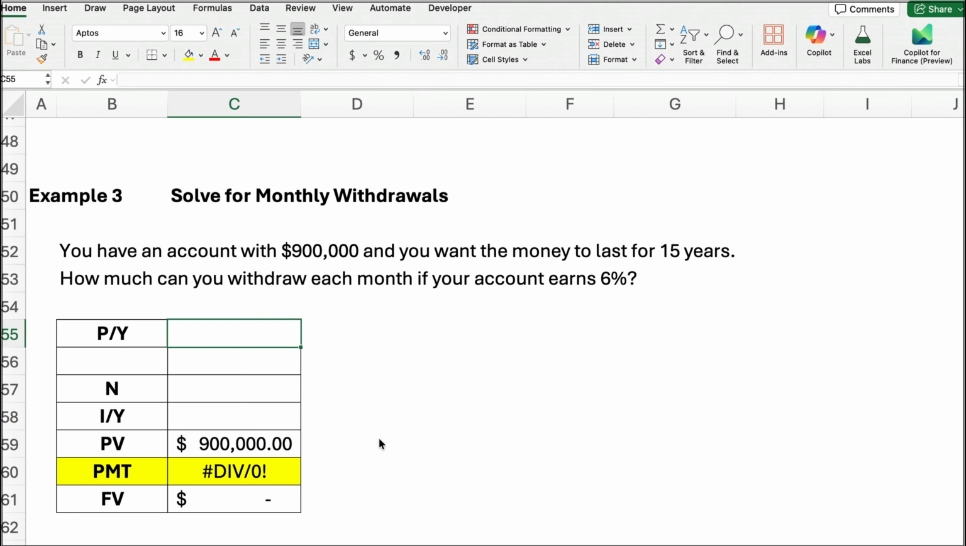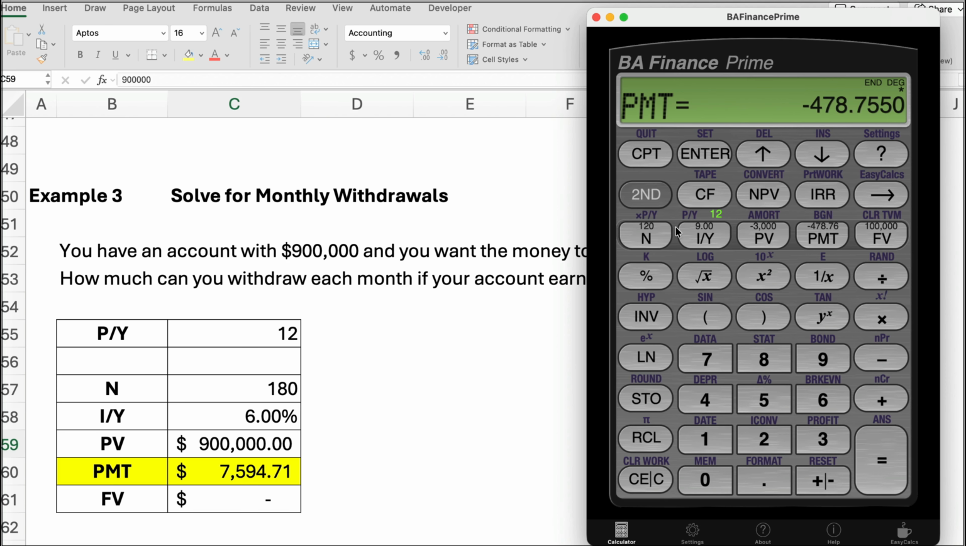15 years, well, it's going to be monthly. 15 years, what's 15 times 12? Well, we can do that on the calculator. 15 times 12 is going to be 180 months. What kind of interest? Well, 6% is the annual rate, but it's compounded monthly. So how do we enter this on the calculator? Because my previous problems have all been periods per year is 12, I don't have to do that, but I would do second function, periods per year, 12, enter.